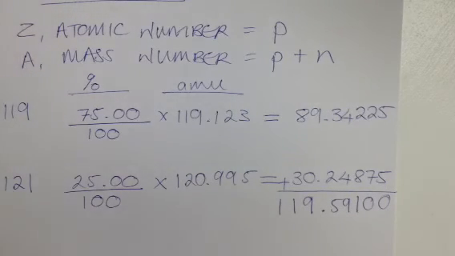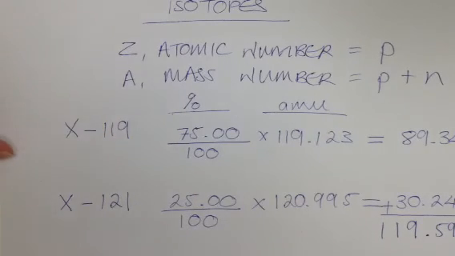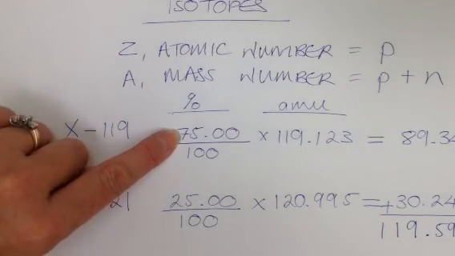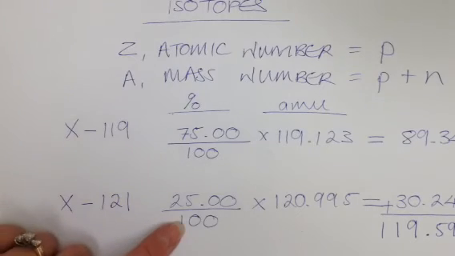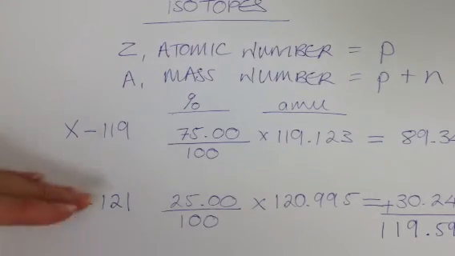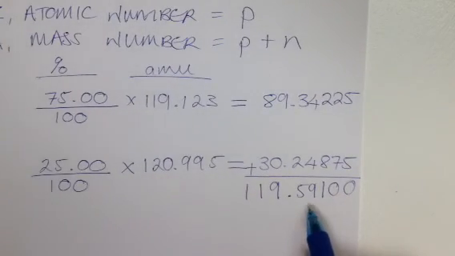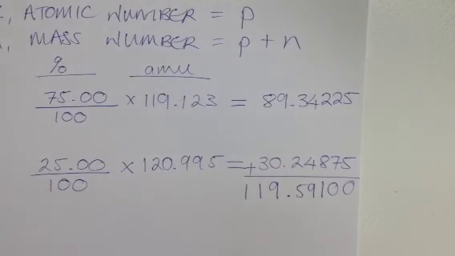Before we round, let's see if that makes sense. Remember, we've got two isotopes, and this one, 119, is more dominant because it's 75% abundant, than 121, which is only 25% abundant. So we'd expect the mass to be skewed towards 119, and it is. It's 119.59, so that's reasonable.